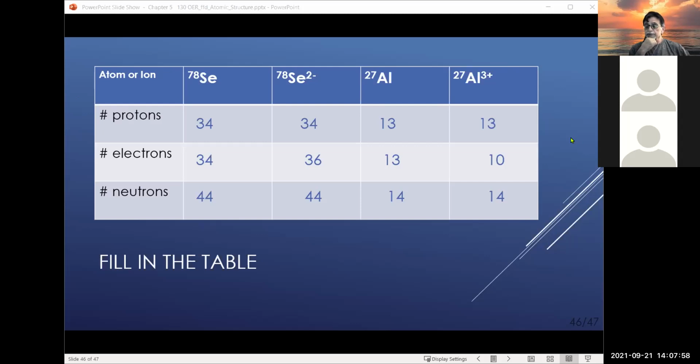Still selenium 78. Look at aluminum 27 in both cases, the last 2 columns. They're both aluminum, so the number of protons is the same, as the number of neutrons. We haven't done anything to change that number. What has changed is the number of electrons. The element aluminum has 13 electrons, the same number as protons, but being in group 3A, and the plus up there is telling you it's a plus 3, meaning it lost 3 electrons. It has now 10 electrons, okay? All right, so you might see typical tables like that.